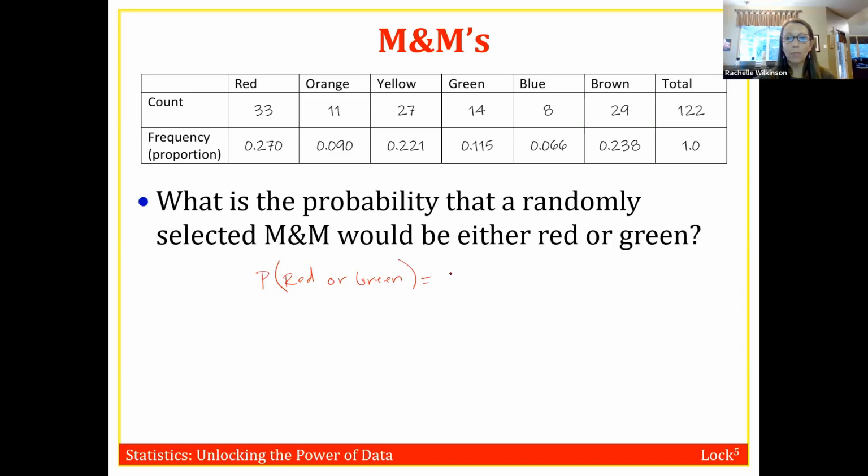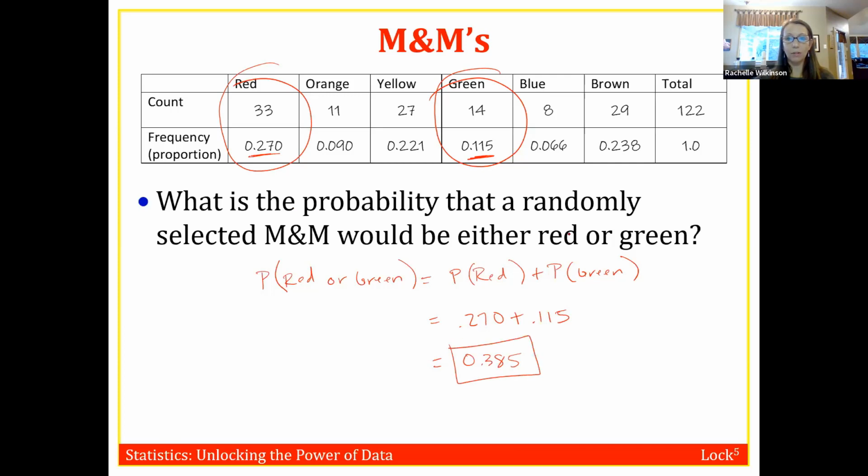So in order to figure out the probability, I'm going to take the probability of red plus the probability of green. So if I look at my chart here, red was 0.270 and green was 0.115. So I'll take 0.270 plus 0.115 and I get 0.385. So that's the probability of getting either a red or a green if I draw one M&M at random. All right, let's look at another one.